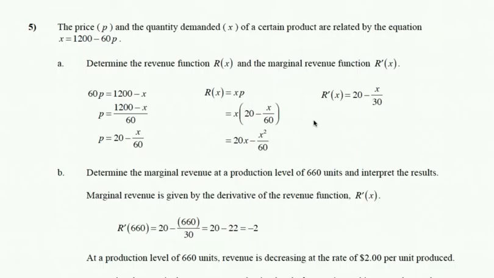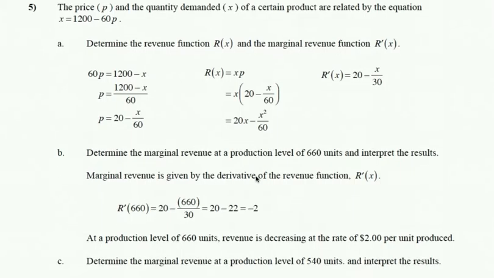Now, next we find the derivative to get the marginal revenue, because remember, when you hear marginal, think derivative. And so just using the power rule, this 20x differentiates to 20, and the 2 comes around front here, and so we have 2 over 60, which is the same as 1 over 30, and so our marginal revenue is 20 minus x over 30.